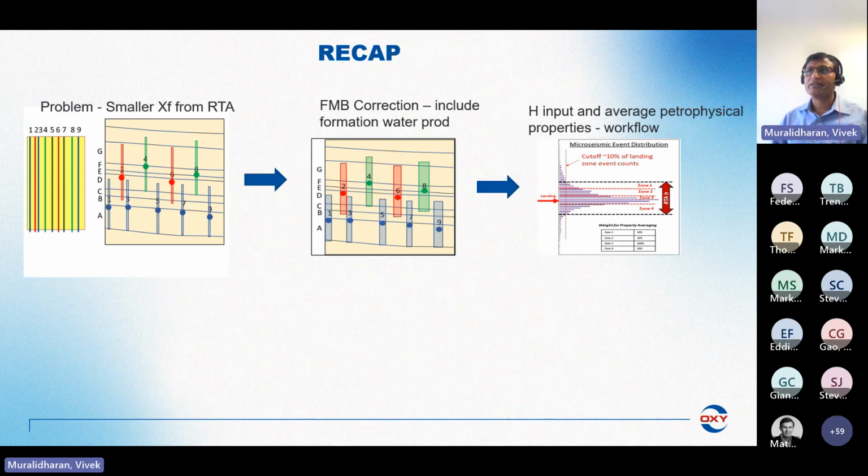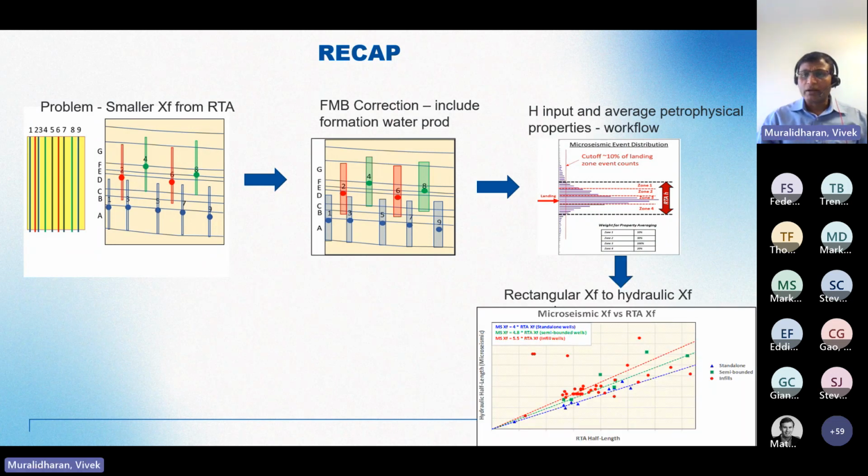Again, fracture height is a very important thing. If you have inconsistency in the fracture height, you cannot optimize the stacked pay development, because you need both vertical and horizontal spacing optimization. Just by horizontal optimization, it's not going to improve the DSU average. So you have to understand what the right fracture height is and how to average the petrophysical properties within it to input in the RTA as a single number.